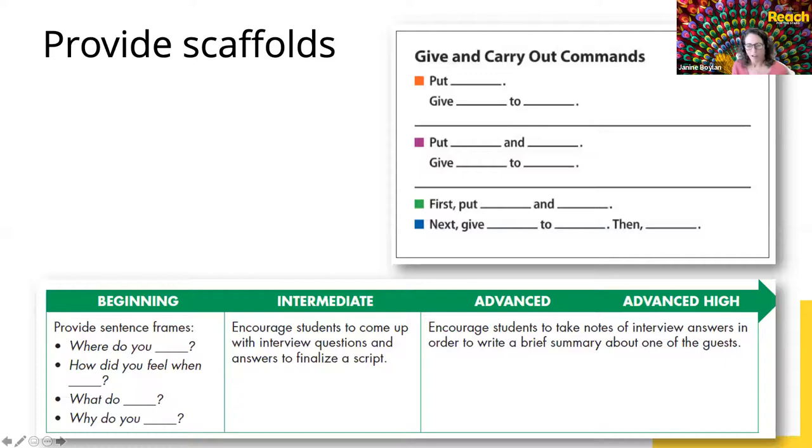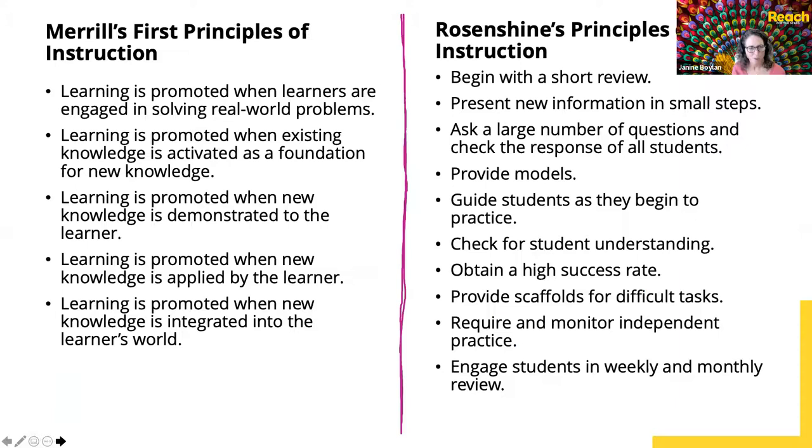All right, so I'm going to skip that last poll question, Luciana, but as promised, here's a list of all of the principles from Merrill and Rosenshine. So we spent some more time on some than others. We went through all of Merrill's five principles and then touched on Rosenshine's. But as you look at this list and think about what we've talked about, can you put in the chat anything that you learned that you'd like to integrate into your teaching after this?